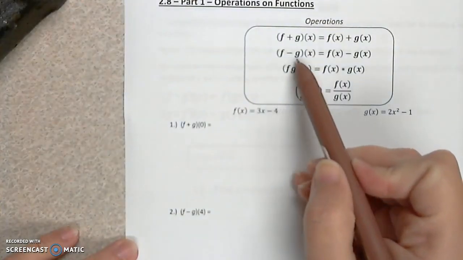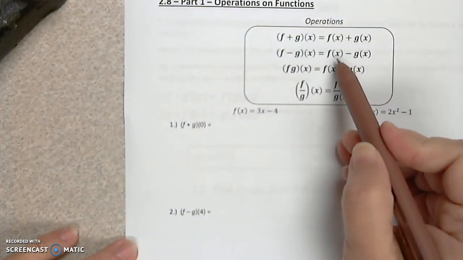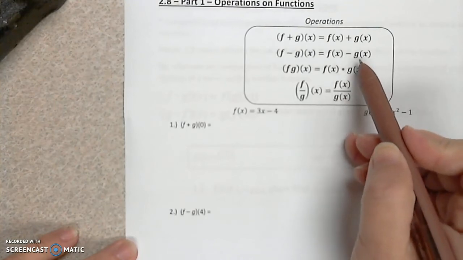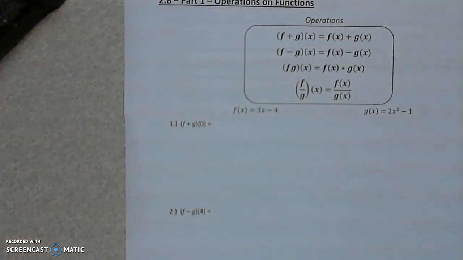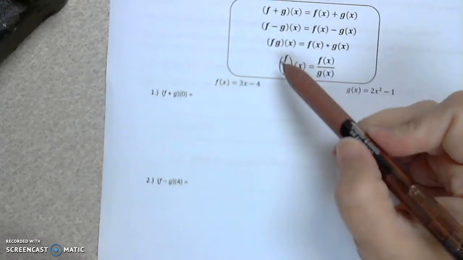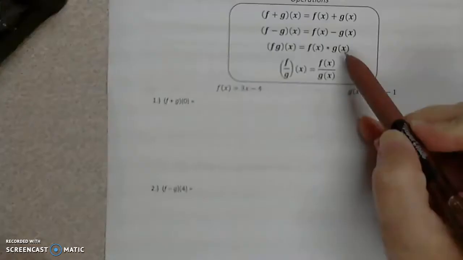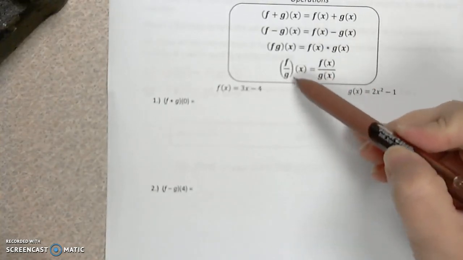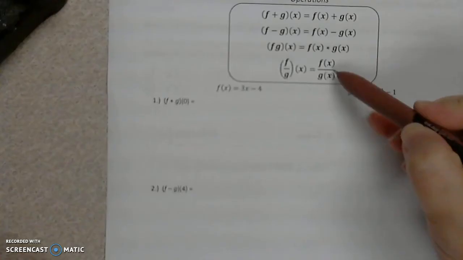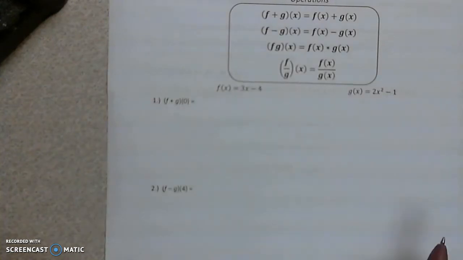If I have f minus g of x, that means to take f of x and subtract from it the function g of x. Alright, f times g of x means to take f of x and multiply it times the function g of x. And then f over g of x means to take the function f of x and divide it by the function g of x.